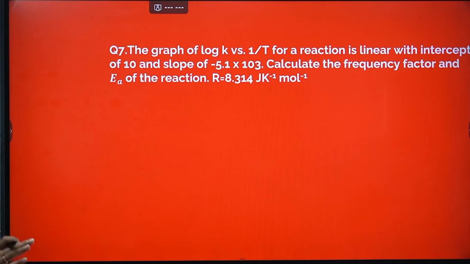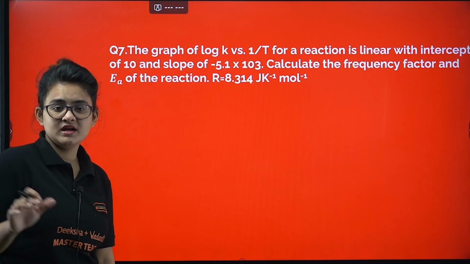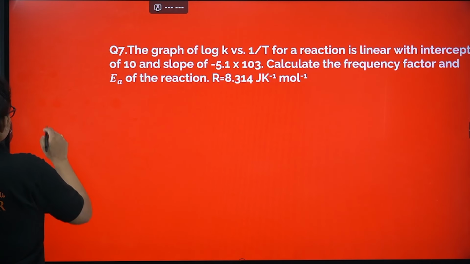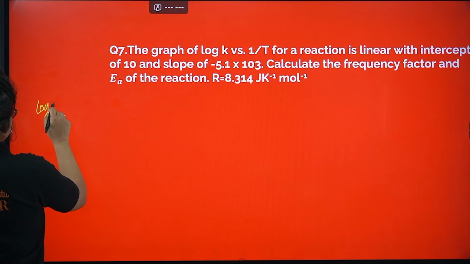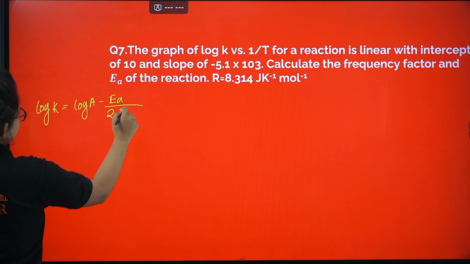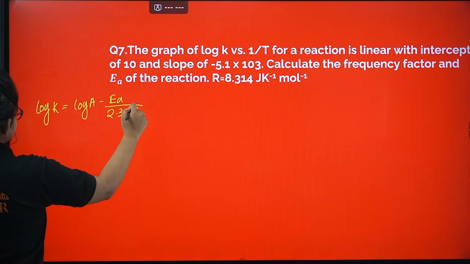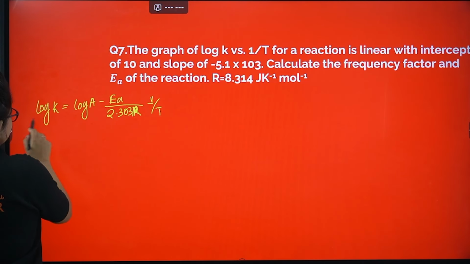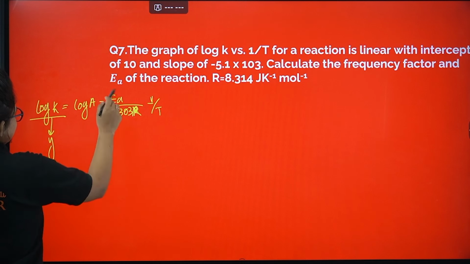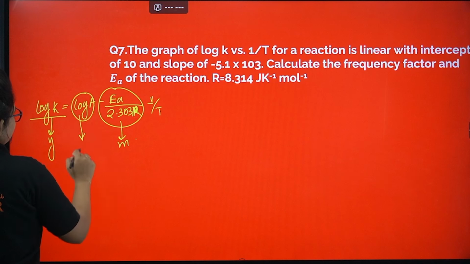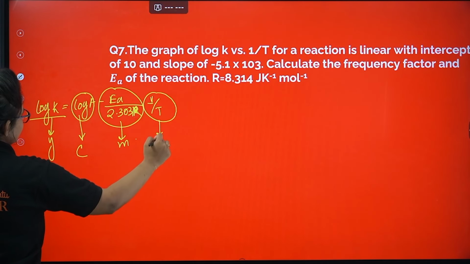To deal with this problem, you must have a proper idea about the Arrhenius equation, right? So let's go ahead with the problem. If you look at the Arrhenius equation, let me write it for you once. Log K is equal to log A minus EA by 2.303 into R into 1 by T. So this particular thing is your Y, this is your slope, that is M, this is your C, and this is your X.